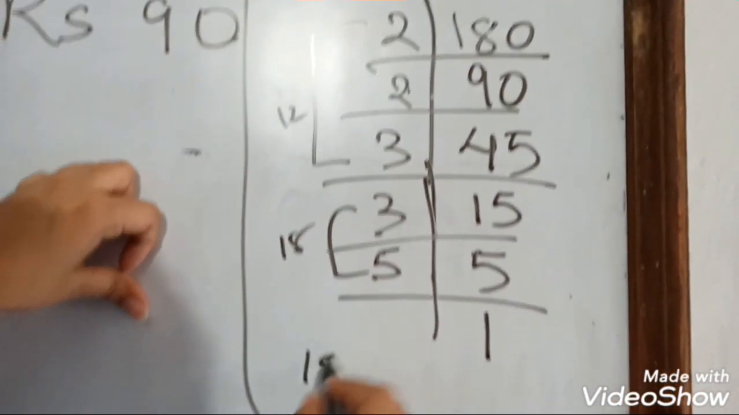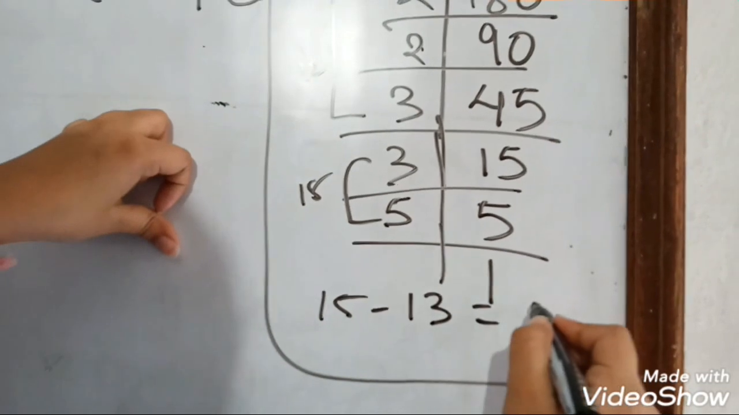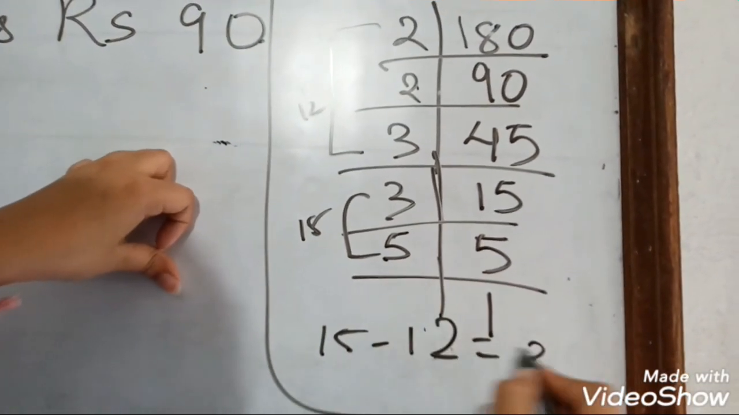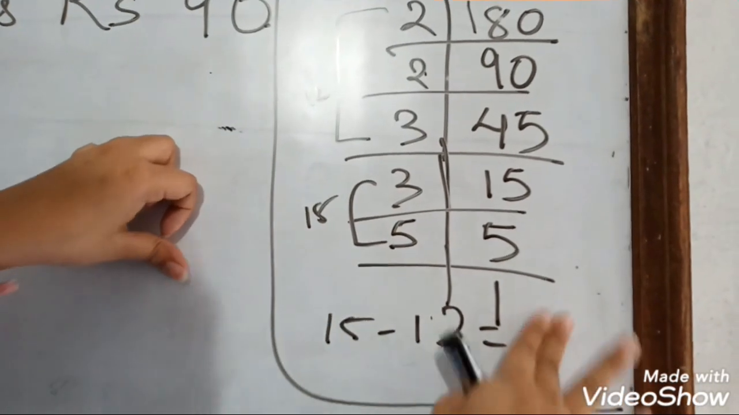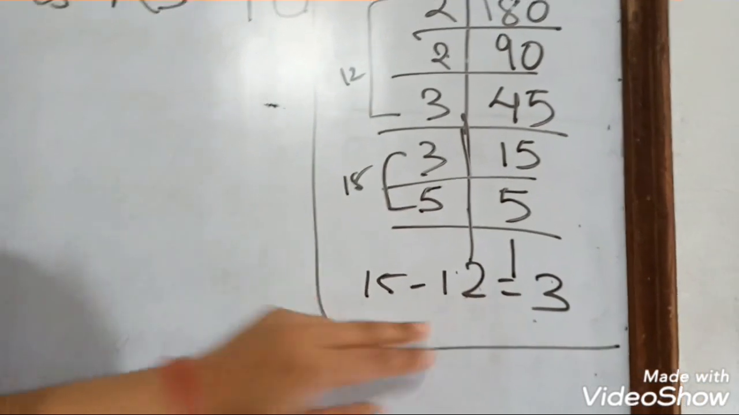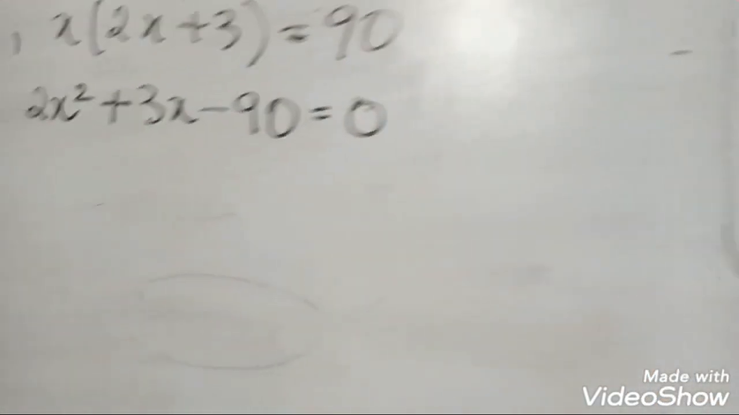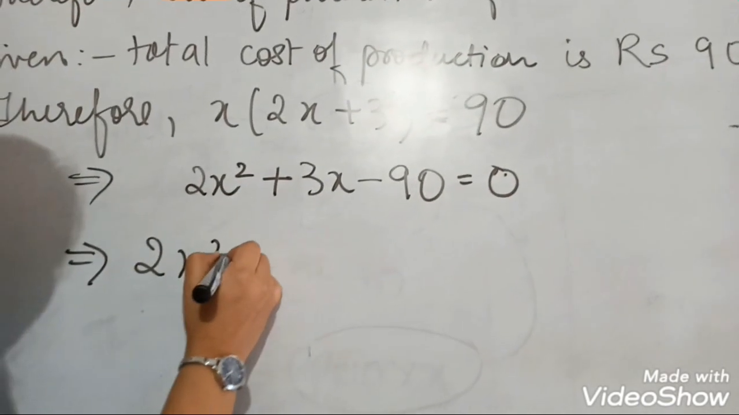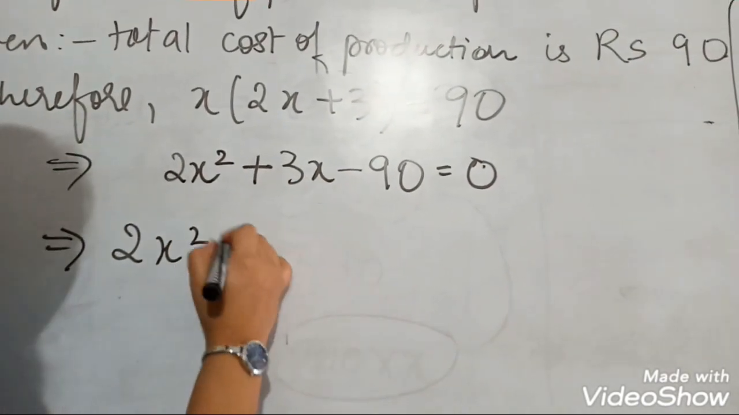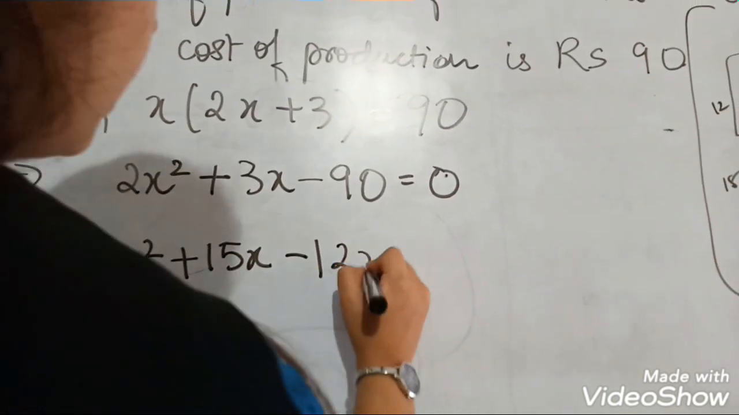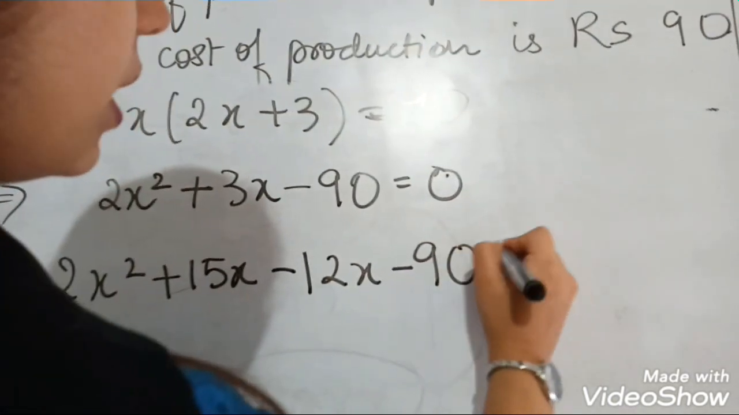We all know that 15 minus 12 will give us 3. Okay, 15 minus 12 will give us 3. So these are the 2 terms with which I am going to split the middle term. Let us split the middle term. This will be 2x squared, and 3x I am splitting as plus 15x minus 12x minus 90 is equal to 0.